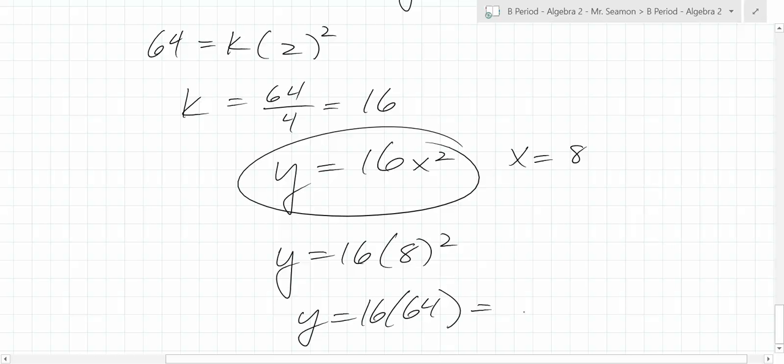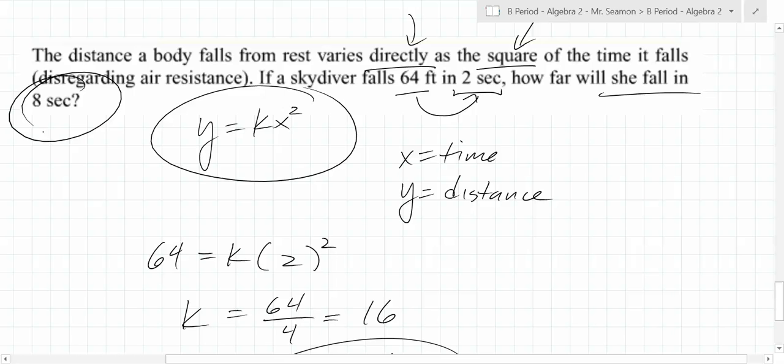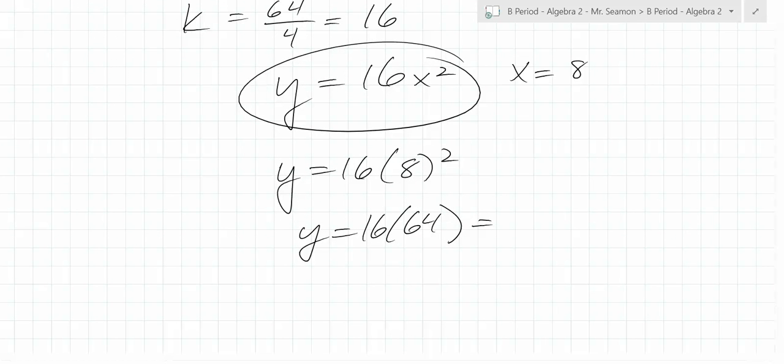How'd you get 8? Because it told us right here. It says, how far will she fall in 8 seconds? Just because they told us that. So is that a bigger number? Yeah, that's pretty big, right? Does that kind of make sense? You speed up.